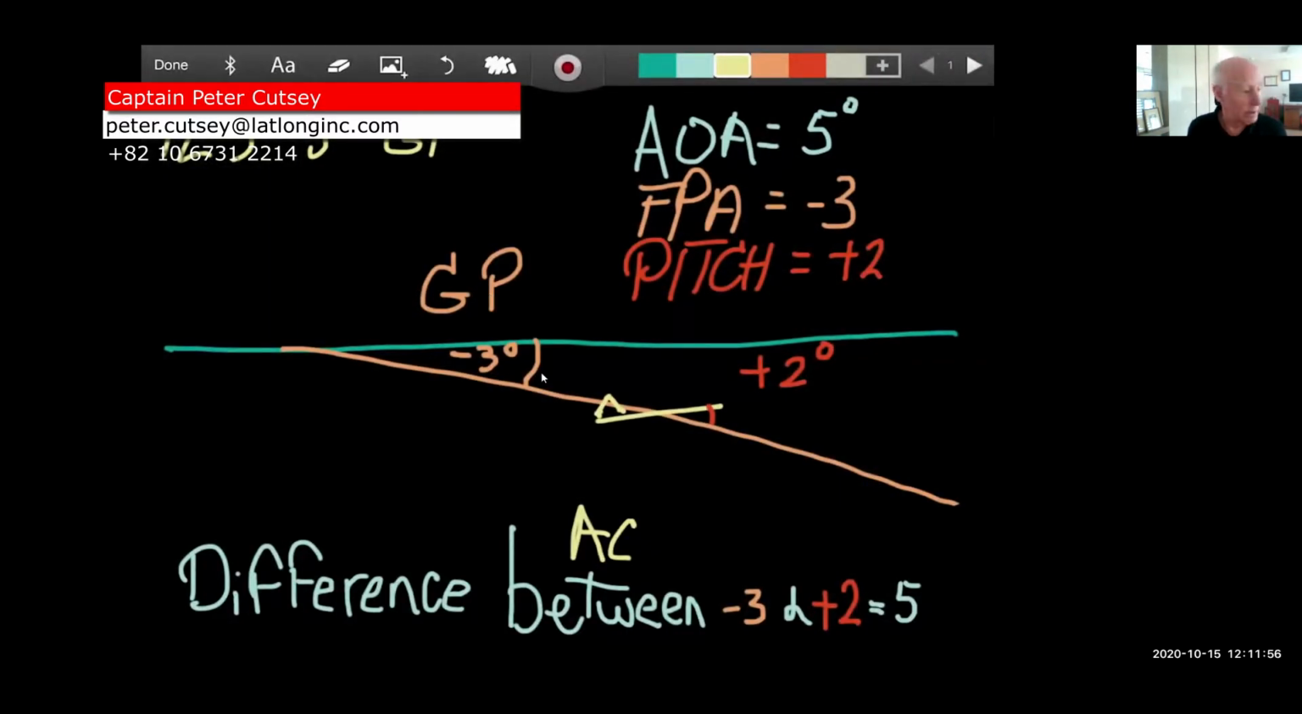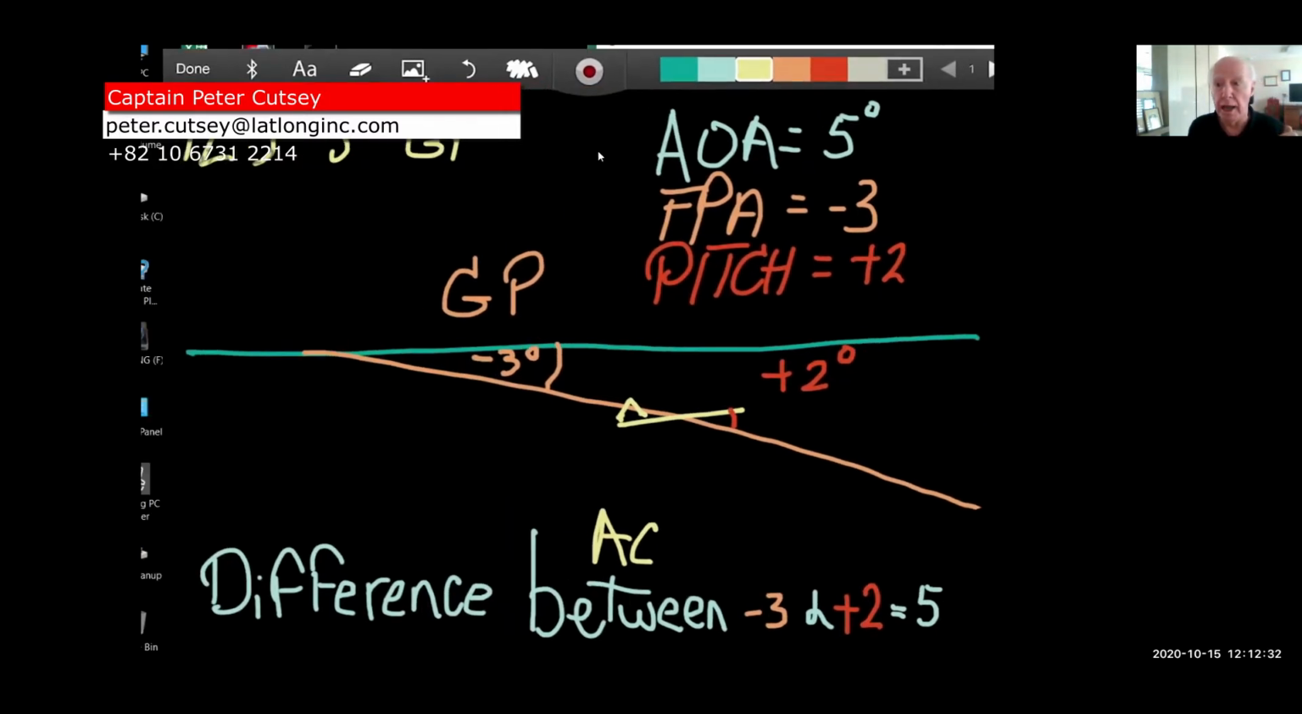Just to make this simple, we know what a pitch angle is. The pitch angle is the difference between the aircraft longitudinal axis and the horizon. That's fairly simple. The next angle to understand is the flight path angle. A good way to represent this is to have a look at what I've got here for an ILS.